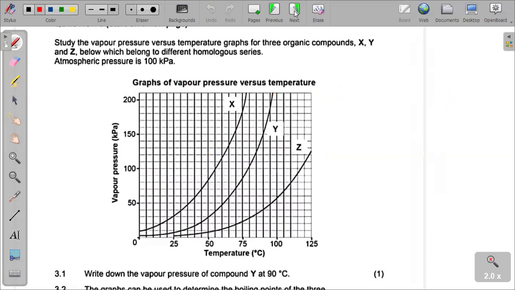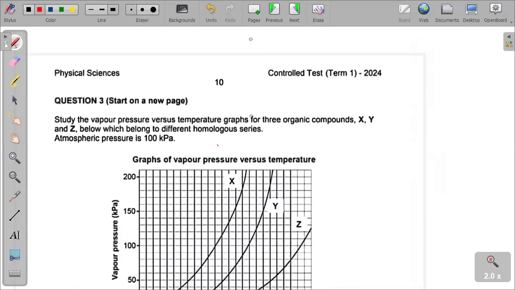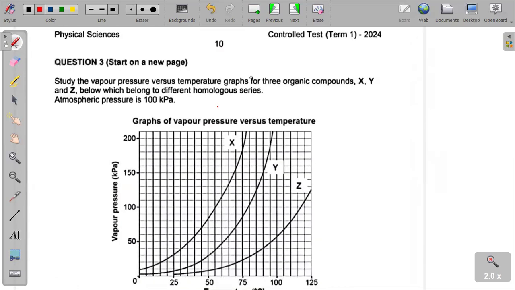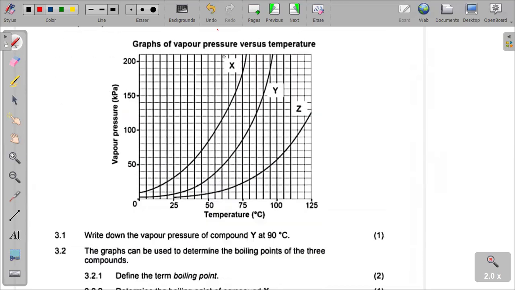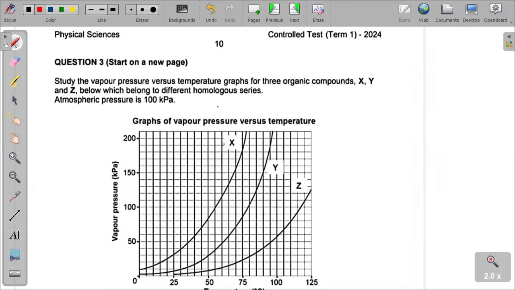So our next question is now saying, okay, question 3, study the vapor pressure versus temperature graph for 3 organic compounds X, Y, and Z below, which belong to different homologous series. Atmospheric pressure is 100 kilopascals. So that's what we have been told. We've been told that our atmospheric pressure is 100 kilopascals. As a matter of fact, atmospheric pressure is the pressure that the air or the atmosphere exerts on the Earth's surface, right?